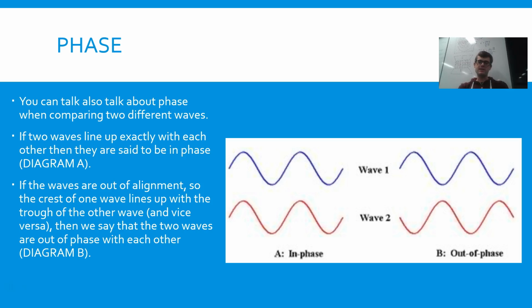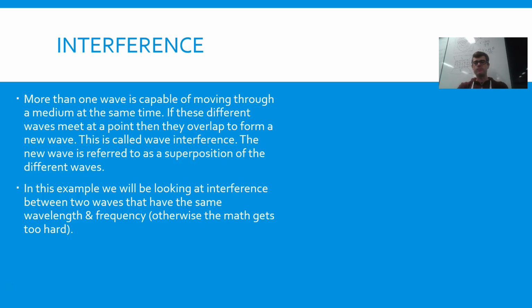We say that wave 1 is in phase with wave 2 if they line up with each other. In other words, the crests of wave 1 match up with the crests of wave 2, and the same for the troughs. Or we can say that waves are out of phase with each other if they don't line up, and in fact it's the opposite. In diagram B here, we can see that the crests of wave 1 line up with the troughs of wave 2 and vice versa. So we call those waves out of phase. Now this is important because we need to use this concept when we start looking at interference.